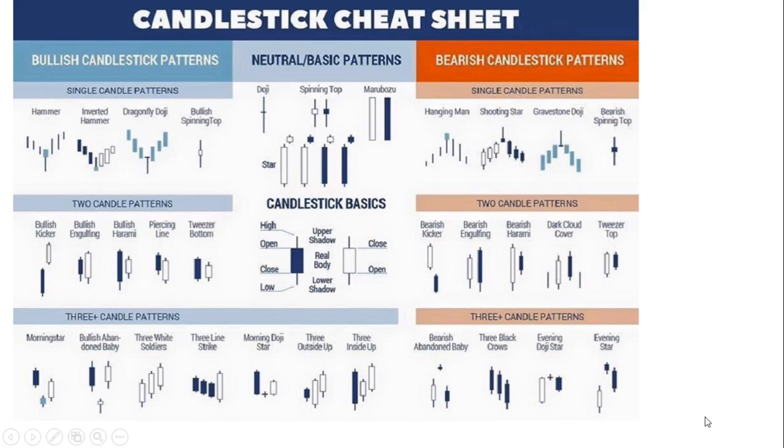Likewise, if you look at this, we have the evening doji star. You can see the third candlestick opened and closed below the second candlestick. Can you see? So this is a bearish candlestick pattern, and it's called the evening doji star.